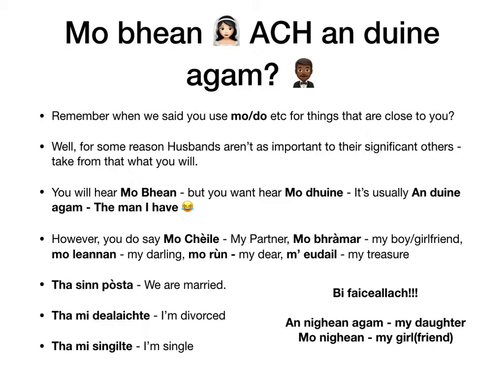However, anything else that's kind of related to relationships in that way is usually used with mo. Mo chéile, my partner. Chéile, partner. Mo chéile, my partner. Bràmar is a kind of modern word for a boyfriend or a girlfriend. Mo bhràmar, my boyfriend or my girlfriend.